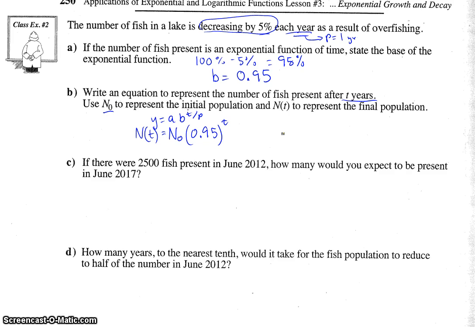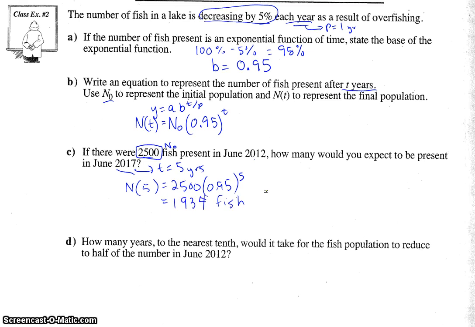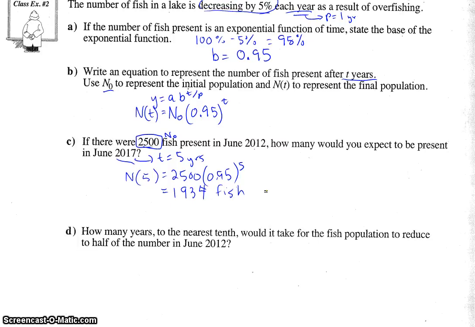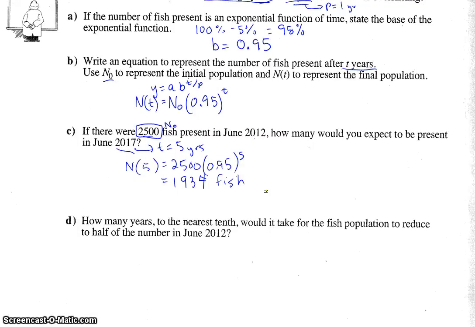Okay, part C. If there are 2,500 fish present in 2012, June, how many would you expect to be present in 2017, 5 years later? Okay, so that means t is going to be 5 years, and they're giving us n naught. Okay, so n at 5 years would be 2,500, 0.95 to the exponent of 5. Okay, off to your calculators. Let's get a number for that. Okay, so we should have arrived at 1,934 fish were present 5 years later. And that makes sense because we're decreasing by 5%, so we should have gotten a number smaller than 2,500.